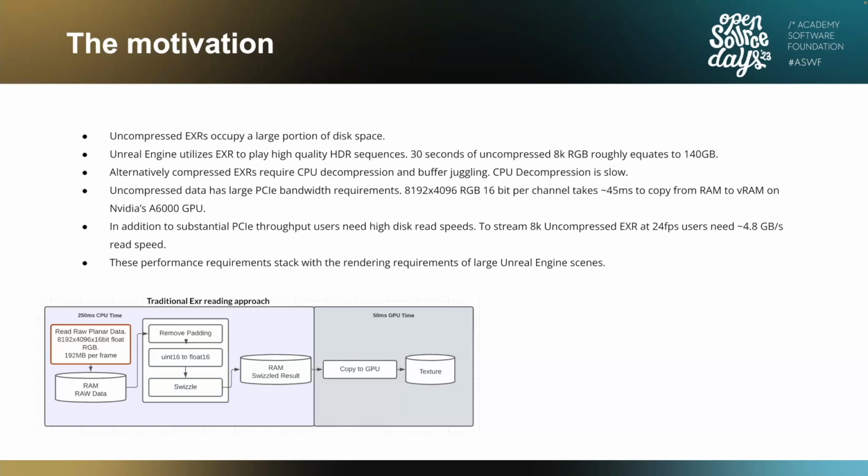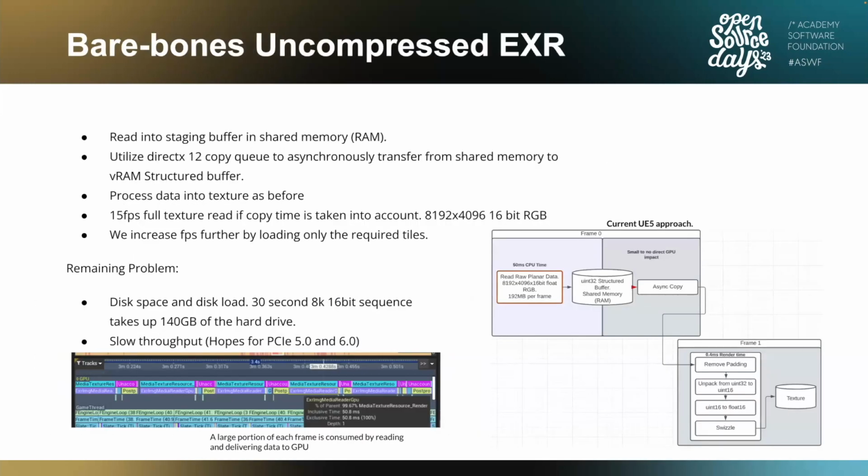And that stacks with the requirements for Unreal Engine itself, such as meshes and particles to be rendered. On top of that, we have the hard drive disk. I mentioned the disk space, but also the disk read speed. To play at 24 frames per second at 100 megabytes per frame, you need roughly 4.8 gigabytes per second of disk speed, and an average NVMe M.2 drive is rated at about 3 gigabytes per second. Next slide.